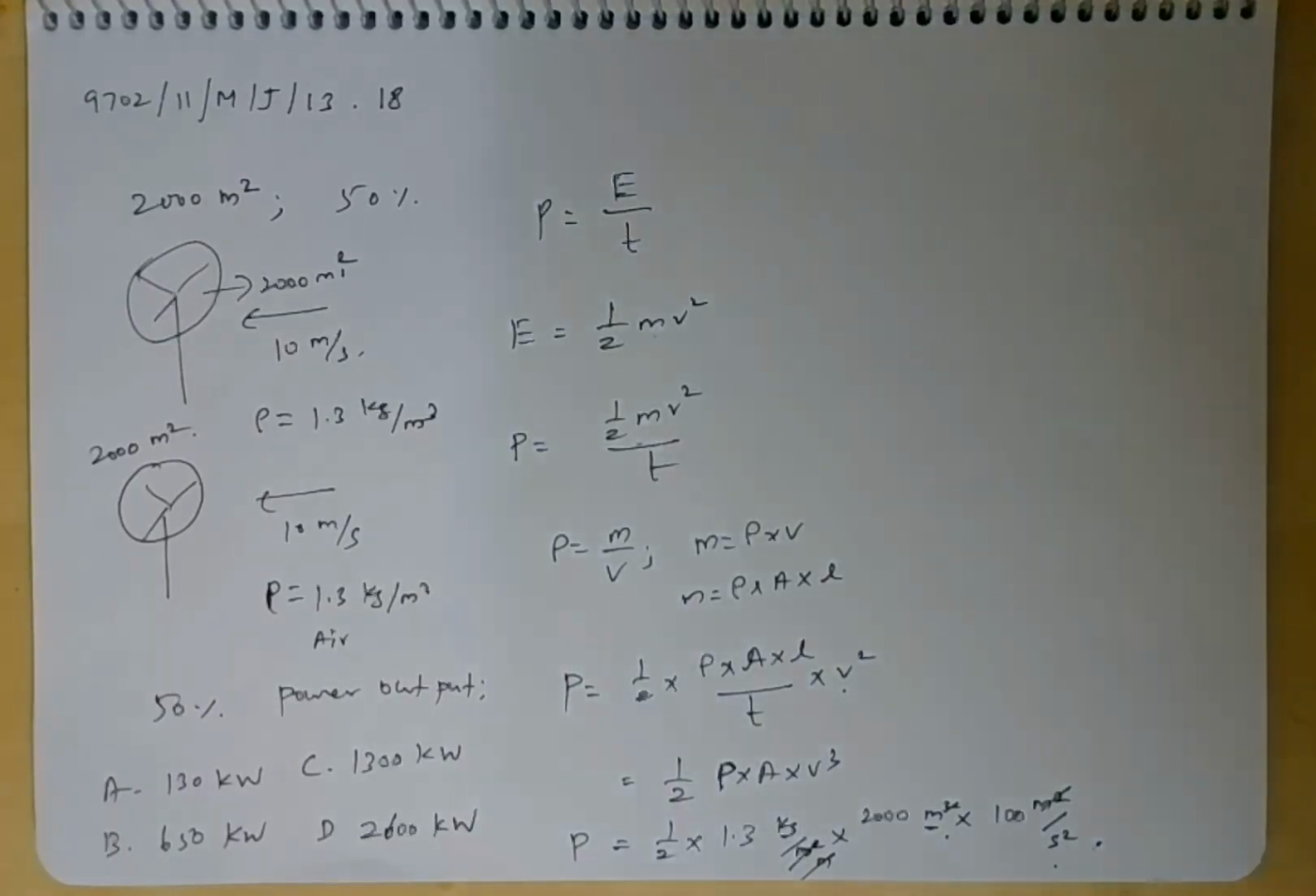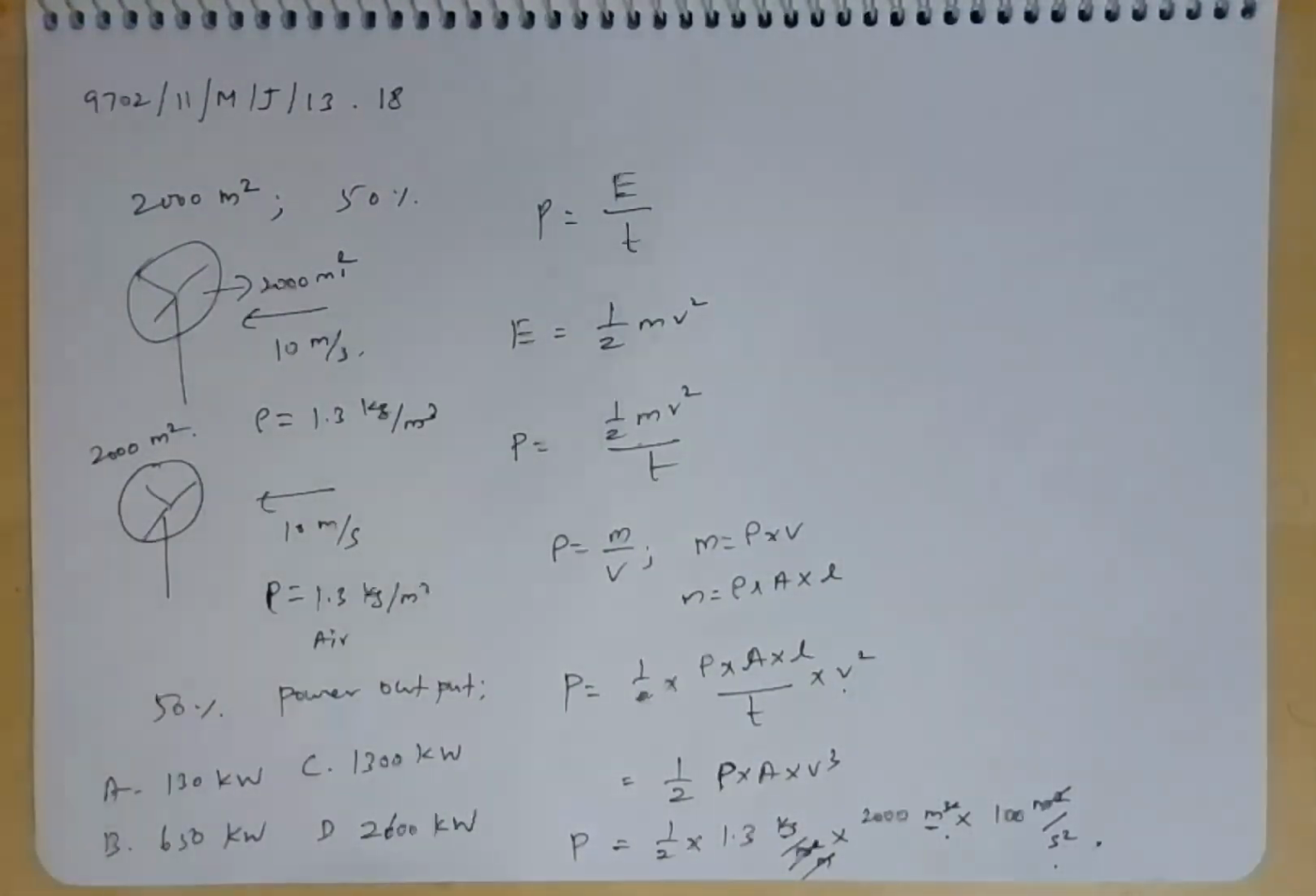But do you understand why we can consider time as one? Because air is moving with 10 meter per second. In 1 second, how much will it move? So if you take time as 1 second, then you can figure out the equation. Because what is power? Energy divided by second. In 1 second, what is the energy delivered?